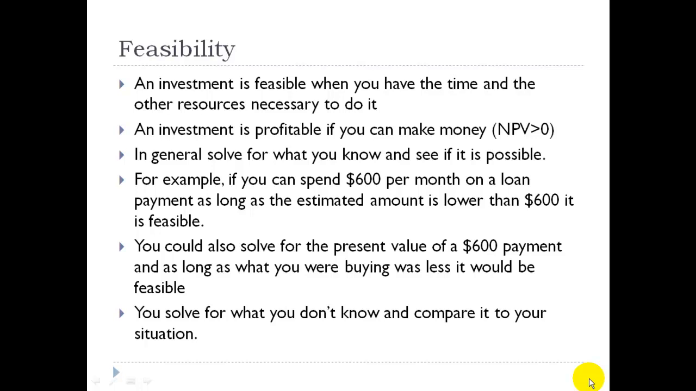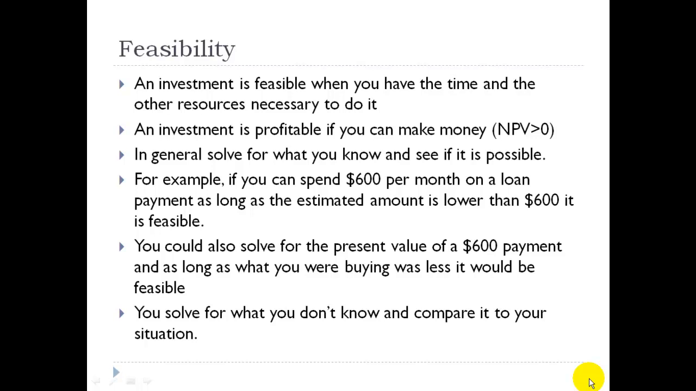But if it's feasible, it's not whether or not you can make money on it, but whether you have the initial investment, and if you have negative net cash flows in certain years, you have additional funds to service and pay for those negative net cash flows. So feasibility is different than is it profitable. In general, you solve for what you know to see if it's possible. For example, if you can spend $600 a month on a loan payment, as long as the estimated amount is lower than $600, it's feasible.